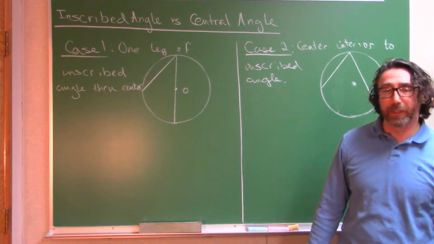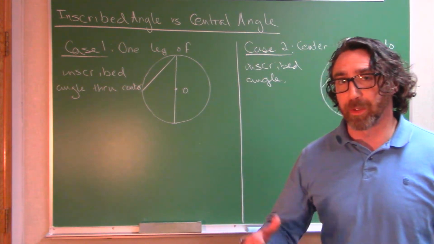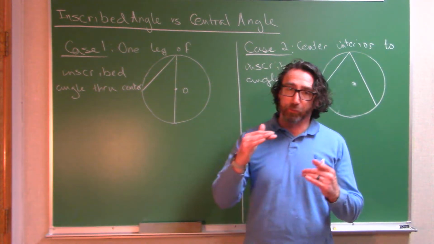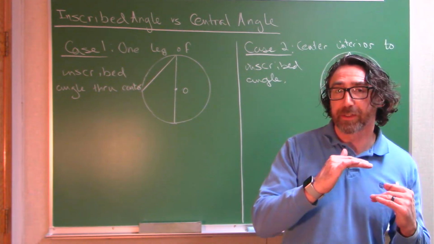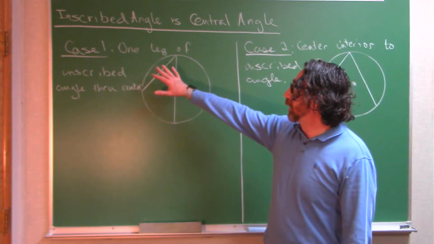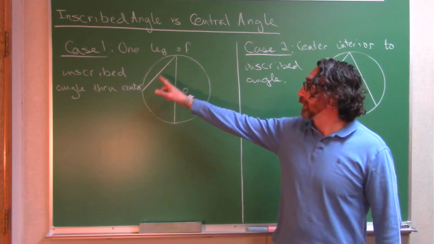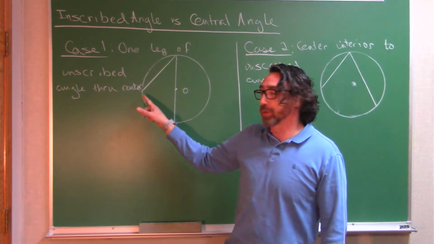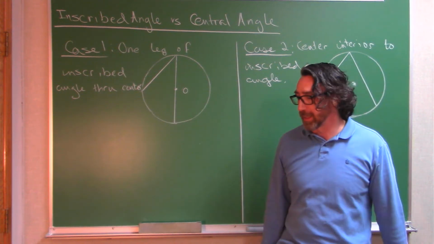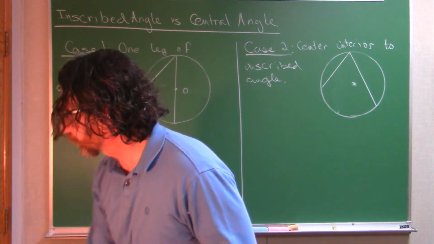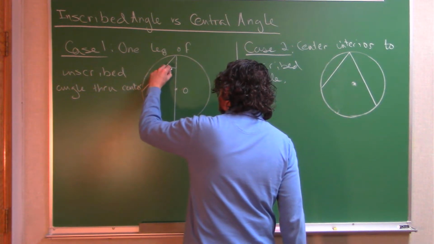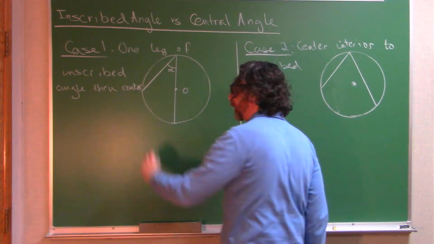So what we're going to do is break the problem up into a couple of different cases. The neat thing is that each of the cases is going to refer back to case 1. So case 1 is one leg of the inscribed angle goes through the center of the circle. So I have my center here at O. Now, this right here, that's the inscribed angle. I'm going to call that alpha.